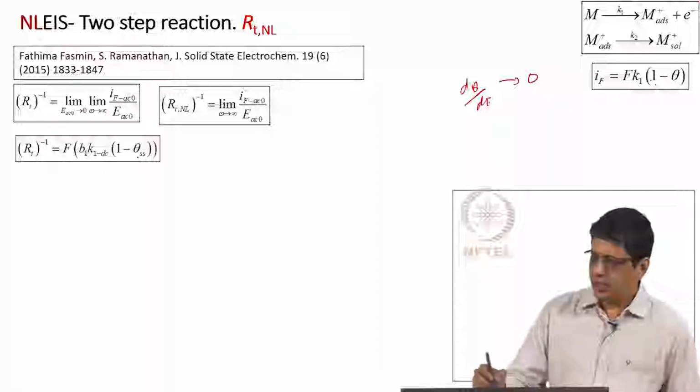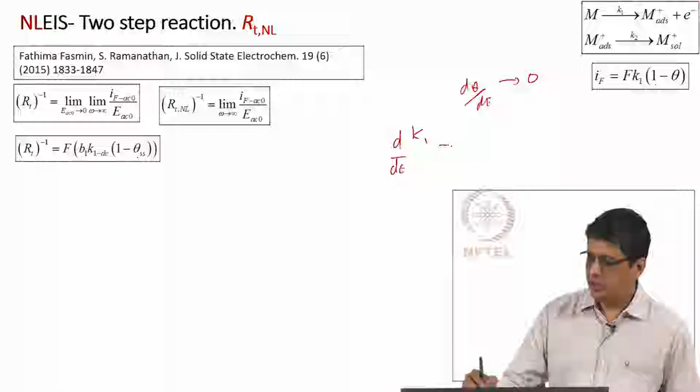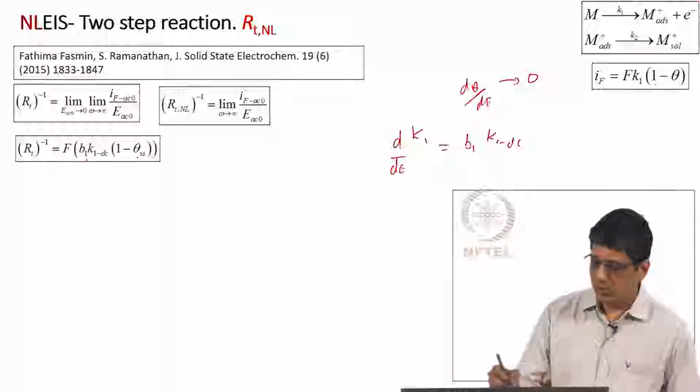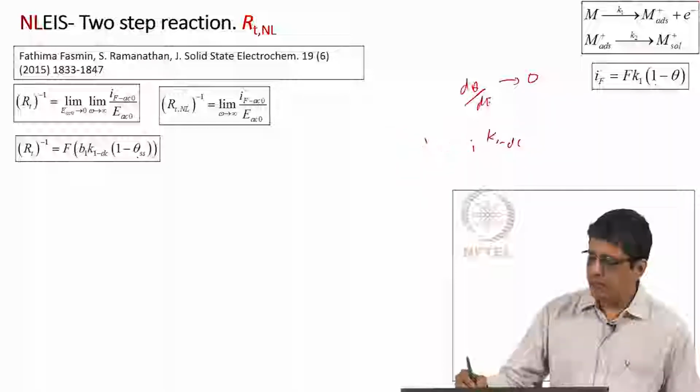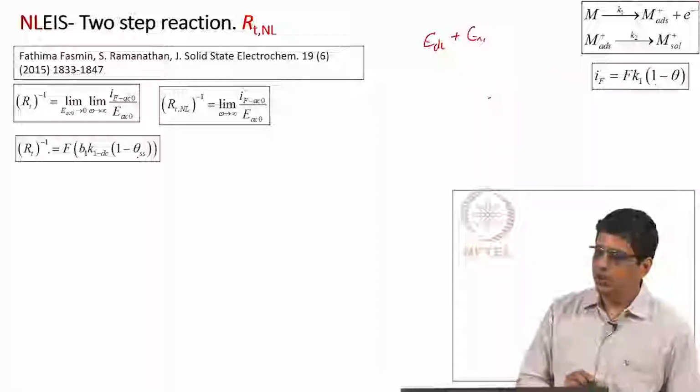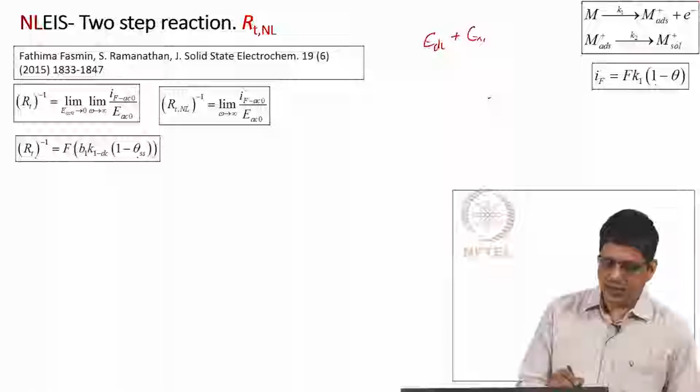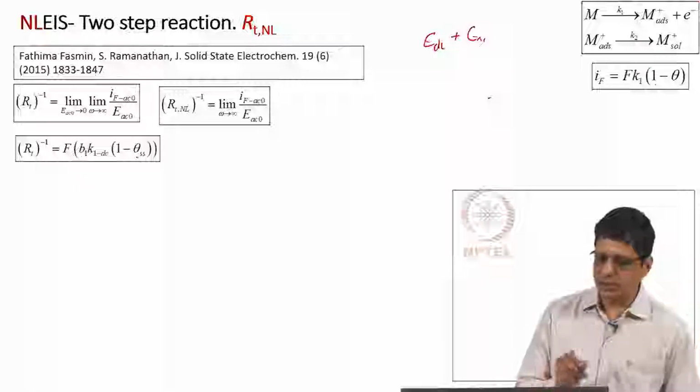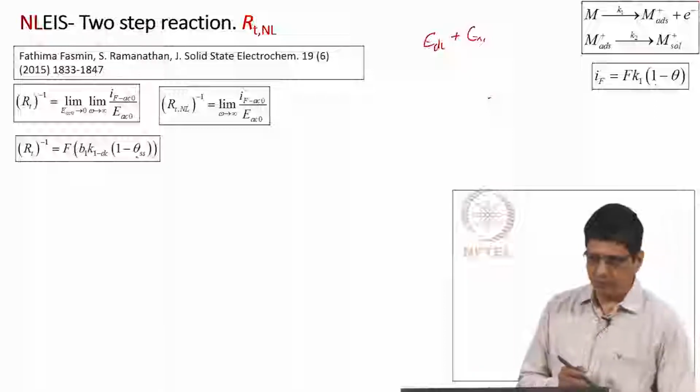The rate constant k1, if I take the derivative, it is going to give me B1 k1 at that DC potential. So, when I vary the potential close to the DC potential, I will say EDC plus EAC, and when it is small amplitude perturbation, we know that we can write the inverse of charge transfer resistance RT as F B1 k1 DC (1 minus theta SS). This we have seen before.